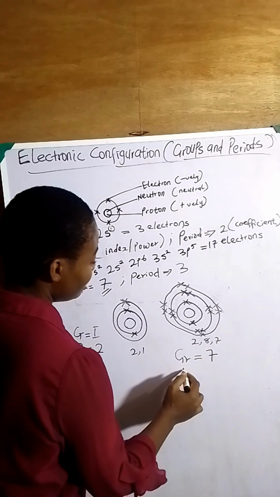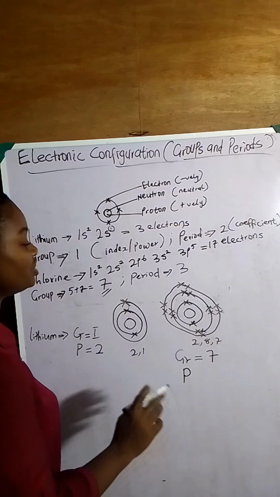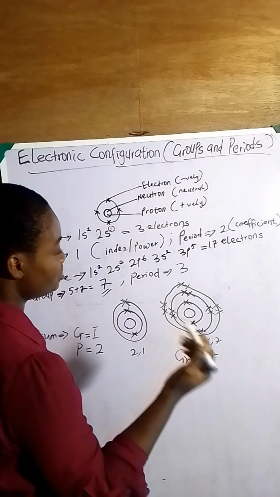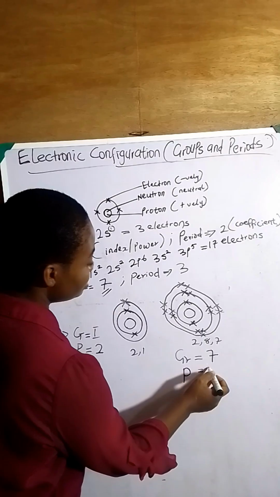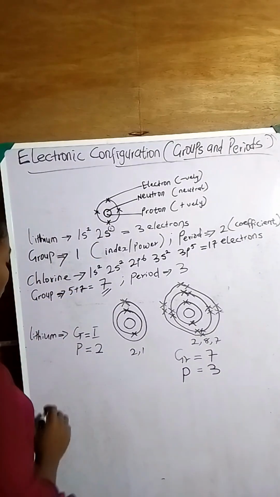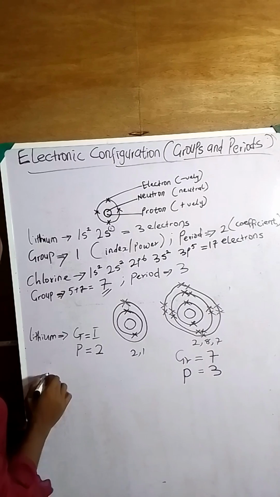And the period, how do we get our period? By counting the number of shell. Let's count the number of shell. 1, 2, 3. Beautiful. So the period to which chlorine belongs is what? Period 3.